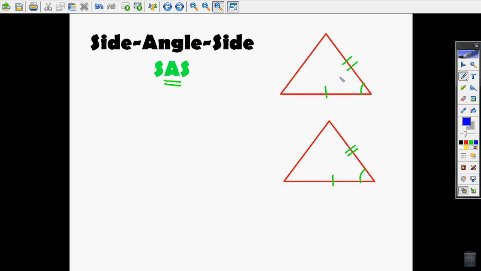So without any other information, I know that this side is congruent to this side, this angle is congruent to this angle, and this angle is congruent to this angle. So all I need is the part in green to prove that the 2 triangles are congruent. I can therefore then assume or know that the parts in blue are also congruent. Okay, that's side, angle, side.